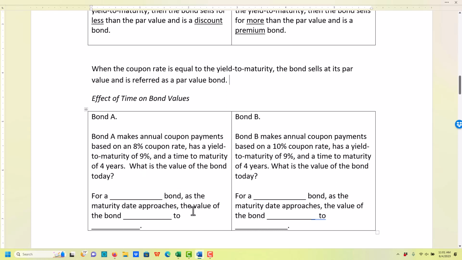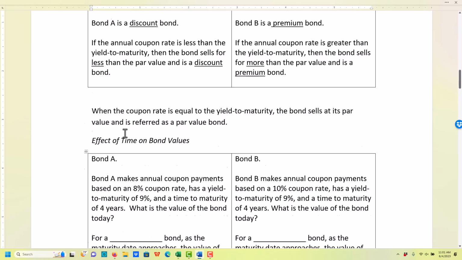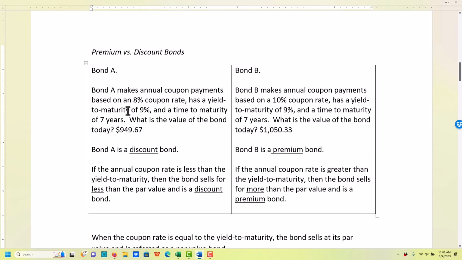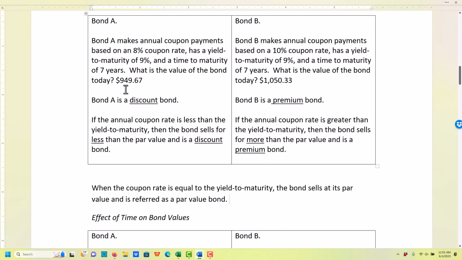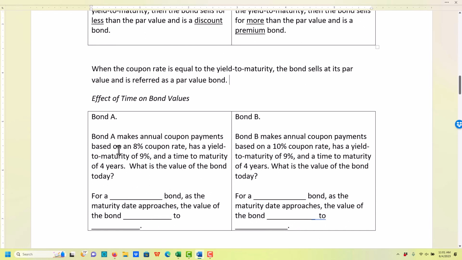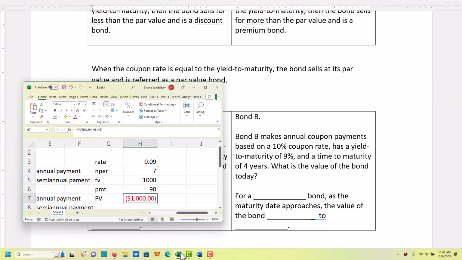So let's go back to our spreadsheet here. Mind you, bond A is the same bond A from up here, except in this case we have 7 years to maturity, and down here we have 4 years to maturity. So 3 years of time has passed for this bond. We'll see what happens to the price.